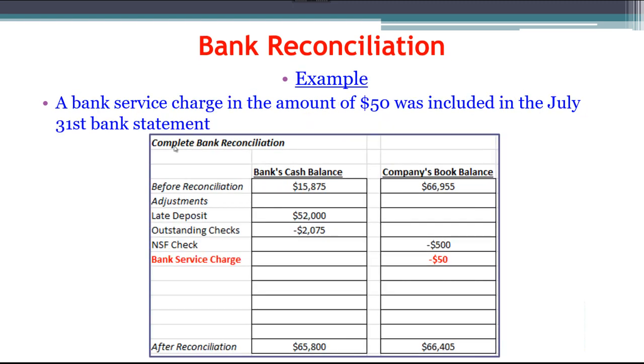and we'll get with the customer and tell them they need to pay us the money. A bank service charge in the amount of $50 was included in the July 31st bank statement. The bank already knows about it. They've already included it in their amount. We need to subtract this service charge out on our side. Notice we're getting closer to reconciling.